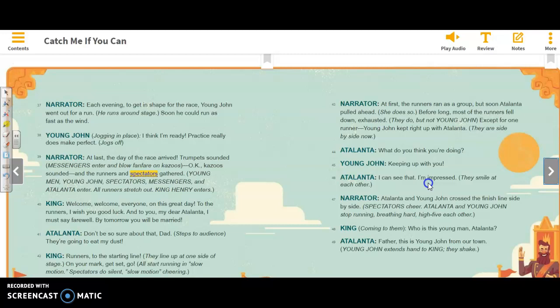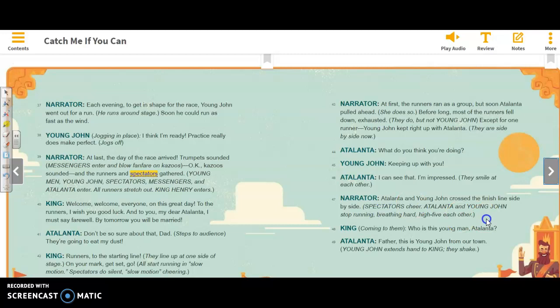So, what event is taking place at this part of the play? And so, they are doing the race to determine who will marry Atalanta. And which characters are speaking? Well, if we look over here, it's pretty easy to tell because we have narrator, Atalanta, young John, and the king. Those are all speaking parts in this section of the text. And what do the stage directions tell us that the spectators are doing? I'm looking for that word, spectators. The spectators cheer. That's what they do.